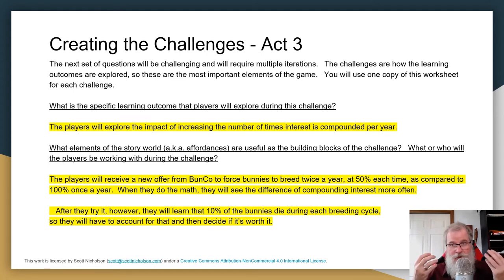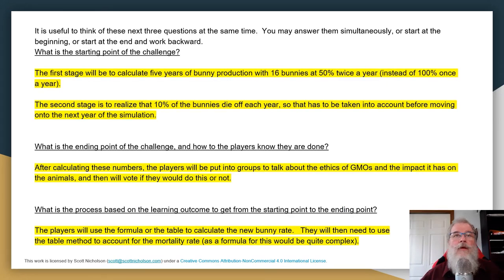And we're going to compare those two. So we're going to compare, what about bunnies that breed twice a year at 50%, as compared to bunnies that breed once a year at 100%? What's the difference? And that's going to help the players understand that when the interest is compounded more often, it's better. So first, they figure that out. They say if we had 16 bunnies, but they're going to be twice a year getting more bunnies at 50% each time, and compare that to 16 bunnies at 100% once a year to see what the difference is.